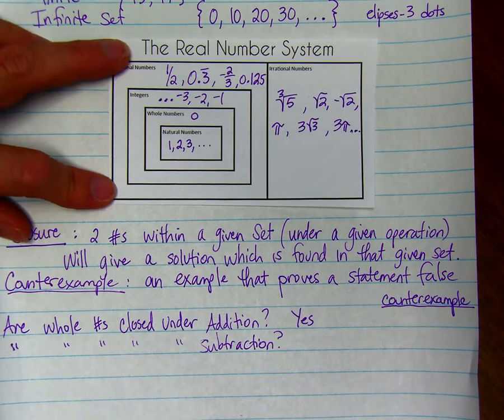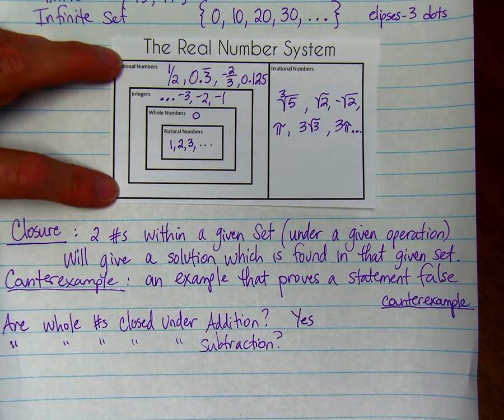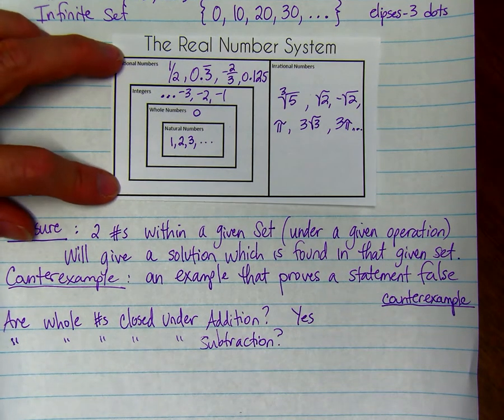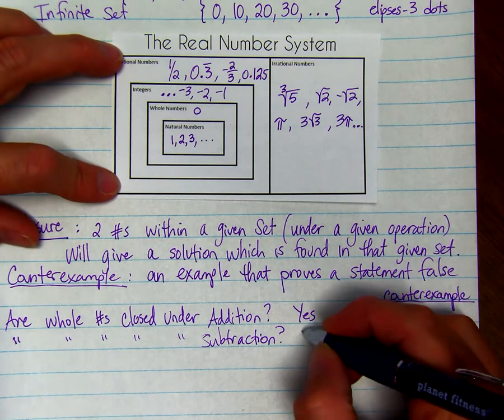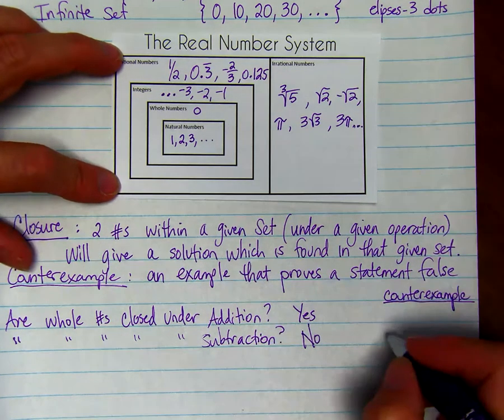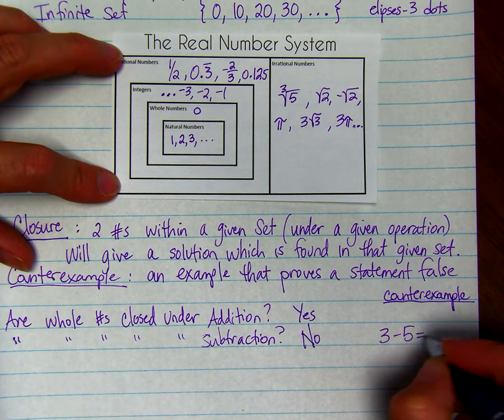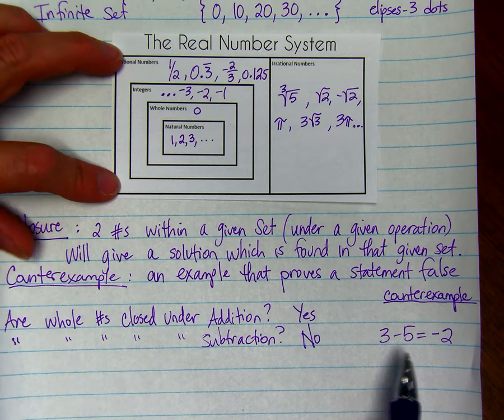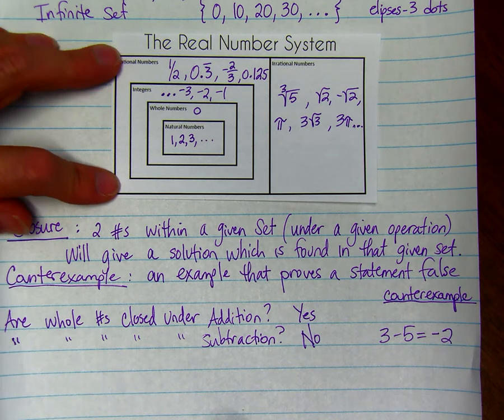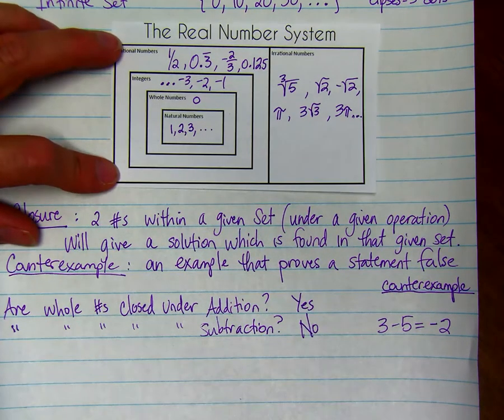So if I take any two whole numbers and subtract them, am I going to get a whole number? What if it was 3 minus 5? Is the answer a whole number? No. So 3 minus 5 equals -2, and -2 is not a whole number. So this is a counterexample. Just shows that that is a false statement.